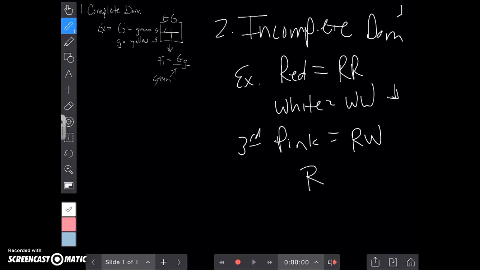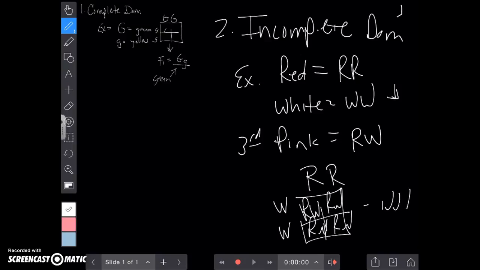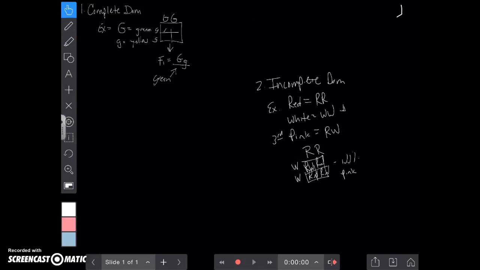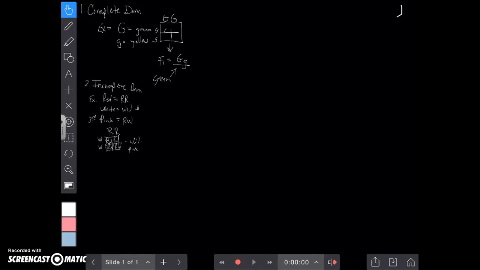So if I have a Punnett square, big R crossed with WW, 100% of the offspring are going to be RW, or 100% pink. That's another example. So that's example number two.